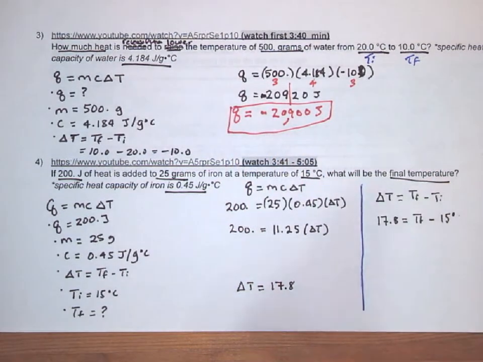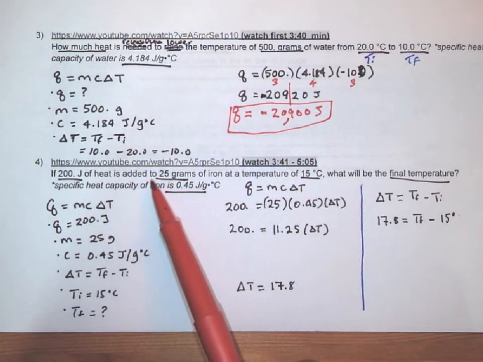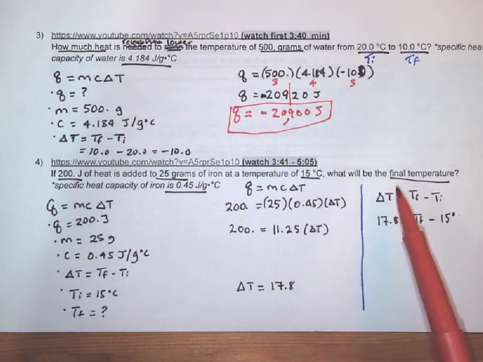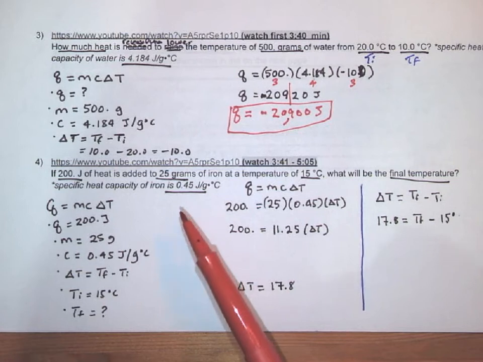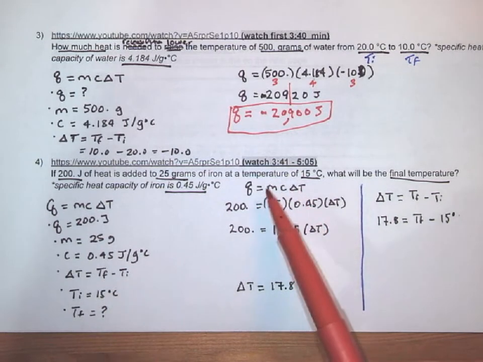All right, the next problem is number 4. If 200 joules of heat is added to 25 grams of iron at 15 degrees Celsius, what will be the final temperature? And they give me the specific heat capacity of iron. So again, the equation is Q equals MC delta T. Q is 200 joules, M is 25 grams. C is 0.45, delta T is final minus initial. Now my initial temperature is 15 degrees.